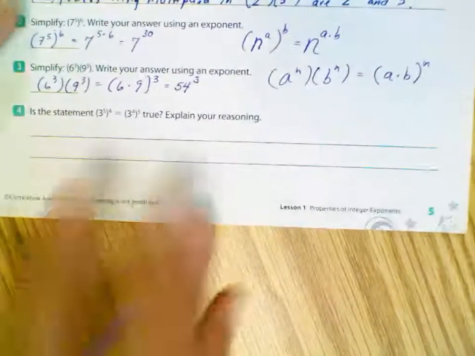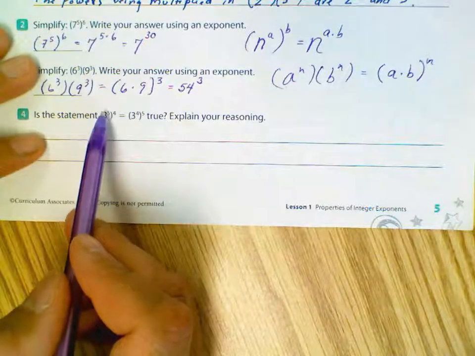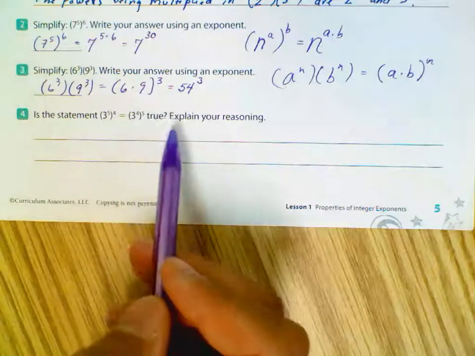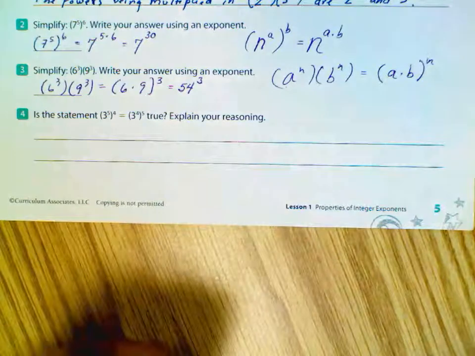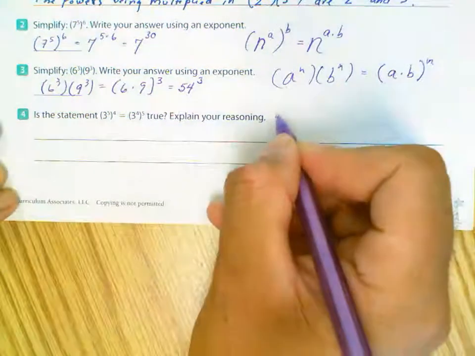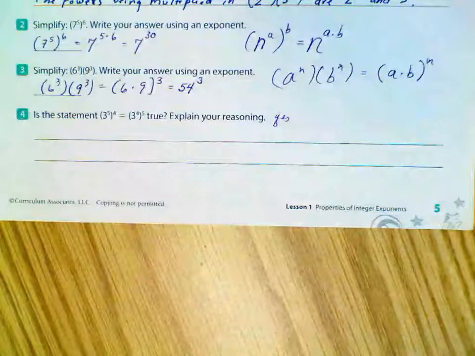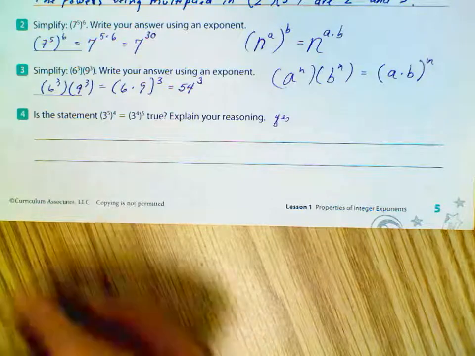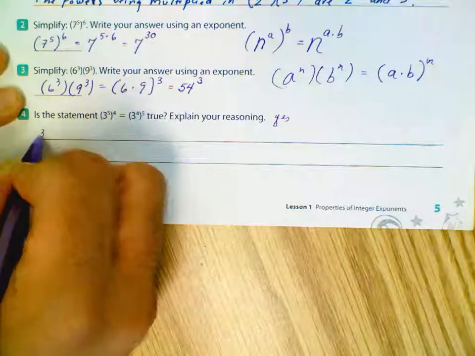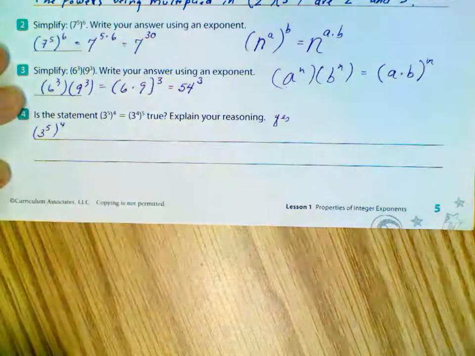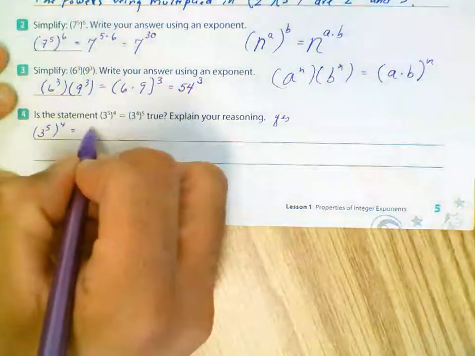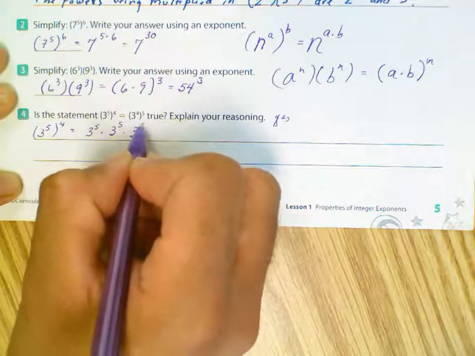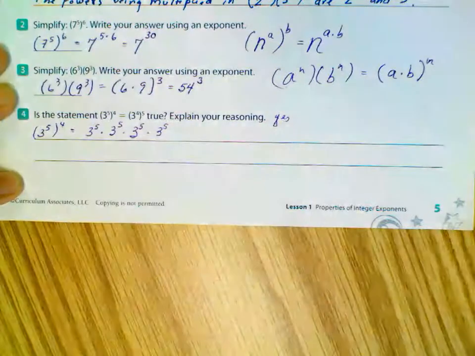So I have, is the statement 3 to the 5th power to the 4th power equals 3 to the 4th power to the 5th power true? Explain your reasoning. Okay, I'm going to say yes, this is true. Why? Now I need to explain the reason. If you have 3 to the 5th power to the 4th power, this equals 3 to the 5th, 3 to the 5th, 3 to the 5th, and 3 to the 5th power.